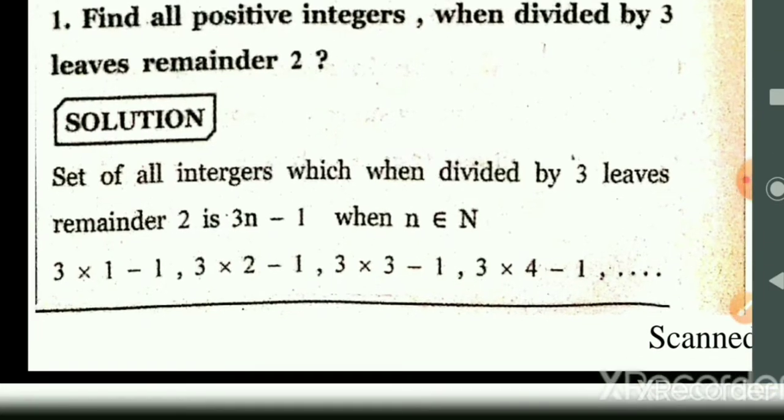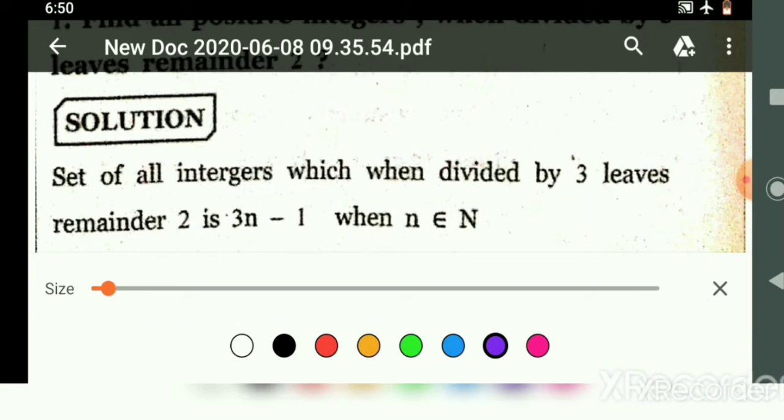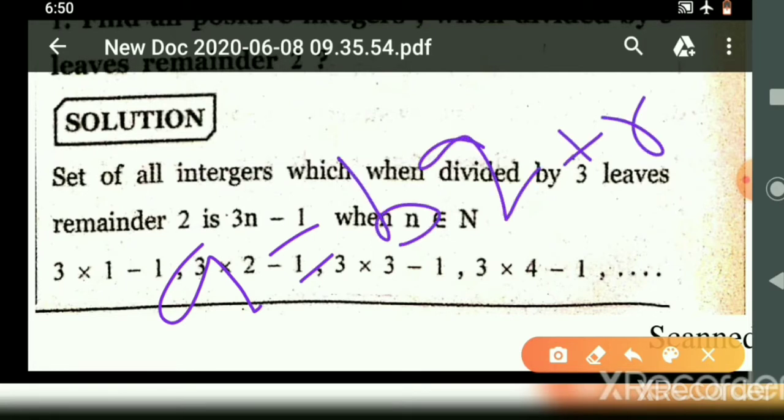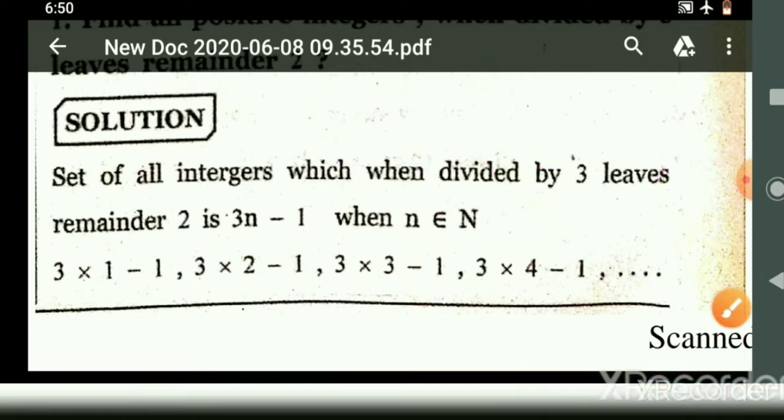What is Euclid's lemma? If a and b are two positive integers, then a is equal to bq plus r. What is a? What is b? a is the dividend, b is the divisor, q is the quotient, and r is the remainder. It is Euclid's lemma.